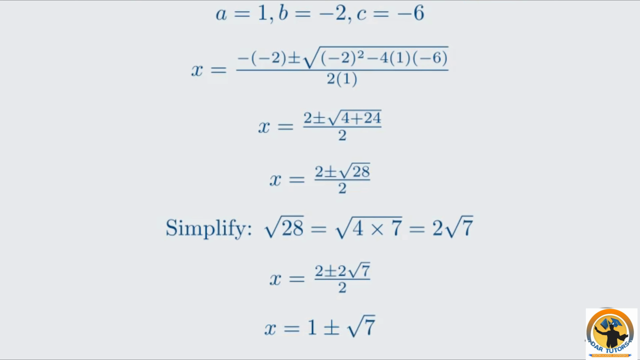The square root of 28 can be written as the square root of 4 times 7, which is 2 root 7. So our expression becomes 2 plus or minus 2 root 7 all over 2. We can divide the numerator and denominator by 2 to get the final simplified exact solutions. x equals 1 plus or minus the square root of 7.